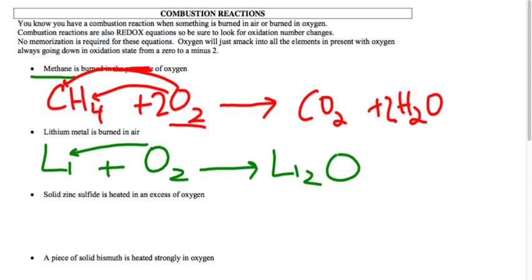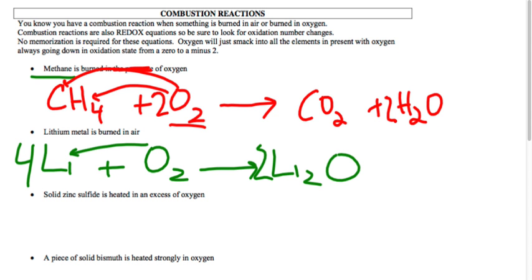So in all these situations, something's going up and something's going down in charge. Up there, carbon went from a -4 to a +4. Oxygen went from a 0 to a -2. So we need to balance this puppy. See, I need 2 O's, so I need a 2 there, making me need 4 lithiums.